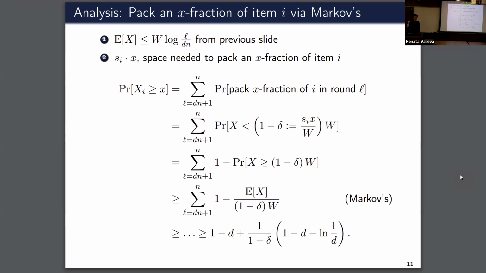Any question up to this point? So essentially, we bounded the expected consumption, and using that expectation, we could show that with some probability, we can pack this X fraction of item I.